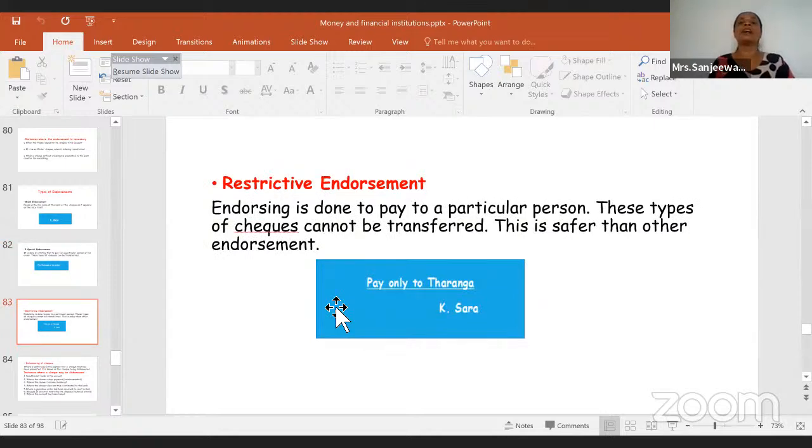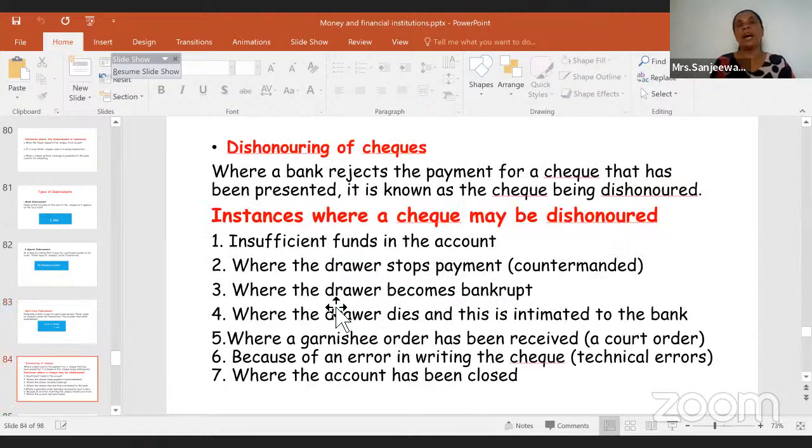Then dishonoring a check, right? What are the instances where you dishonor the check? Before that, you need to know what dishonoring is. When a bank rejects the payment for a check, that is dishonoring. So what are the instances where a check may be dishonored? When you don't have money, right? That means insufficient funds in the account.